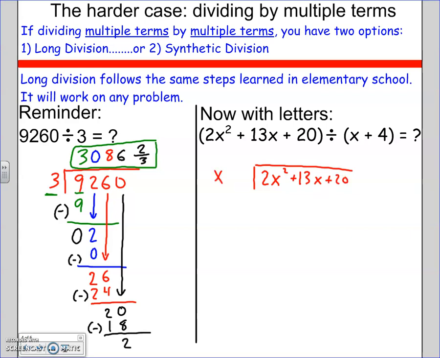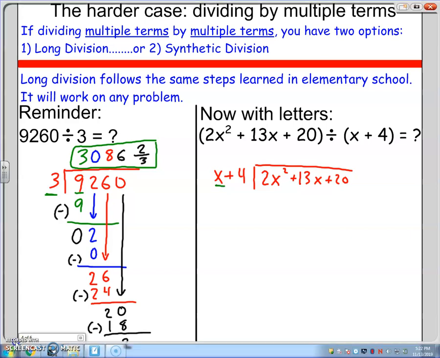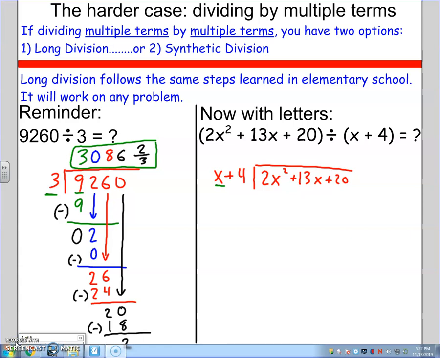Now, when you have multiple letters, we actually don't care about multiple letters. We want to care about the first thing. So I'm going to ask, how many times is x, this first thing, going into this first thing on the inside, 2x squared? So I'm going to go backward and divide. What's 2x squared divided by x? Well, that's just 2x. So x goes into 2x squared 2x times.